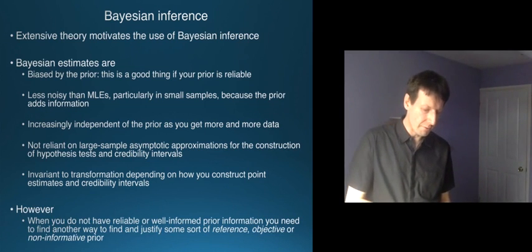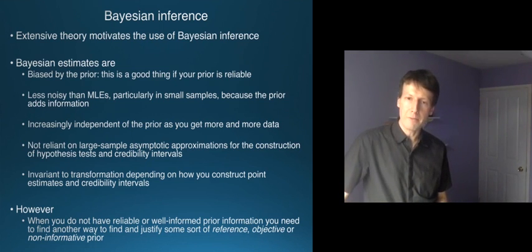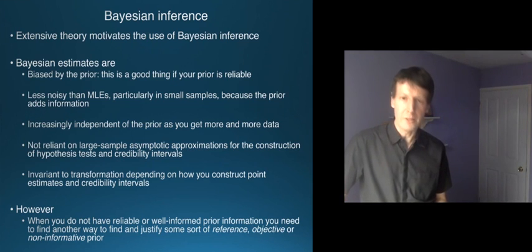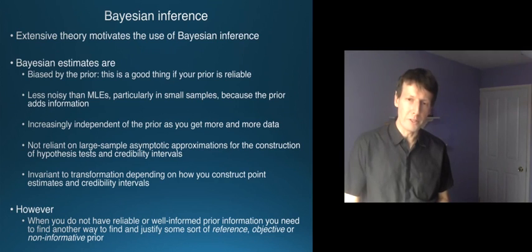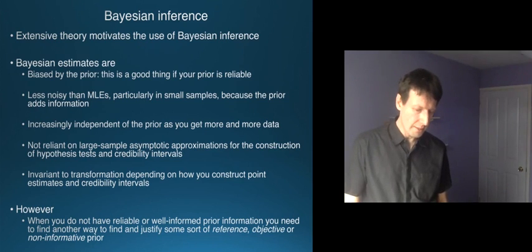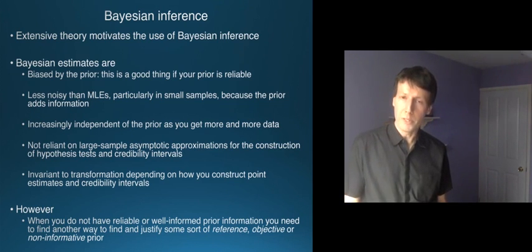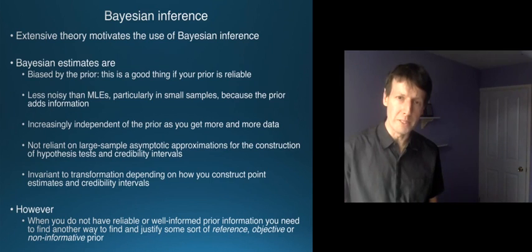But of course, the big caveat with the Bayesian approach, and the big downside as seen by many, is that if you don't have reliable or well-informed prior information, then you need to find a different way to identify and justify some sort of prior, and these sorts of approaches refer to those kinds of default priors as reference, objective, or non-informative priors. And that's a large area of research, and it's probably the most contentious issue of Bayesian inference, which is how to specify the prior when you don't have good prior evidence or a reasonable justification for your assumption, as in the court case scenario.